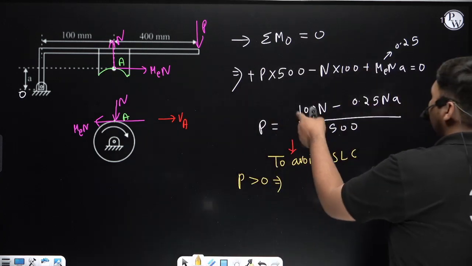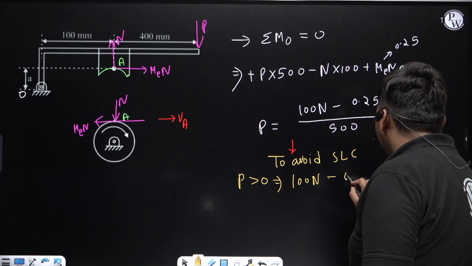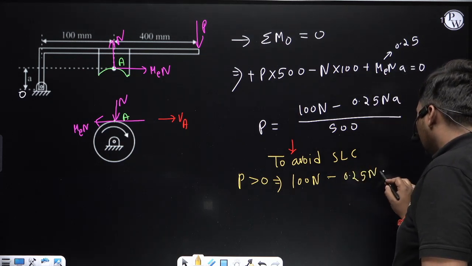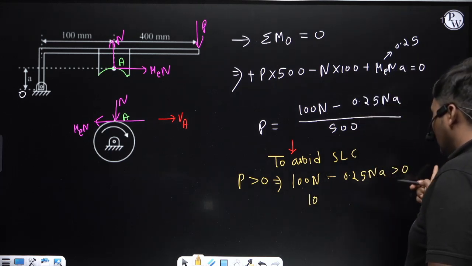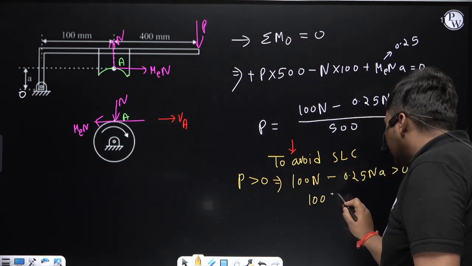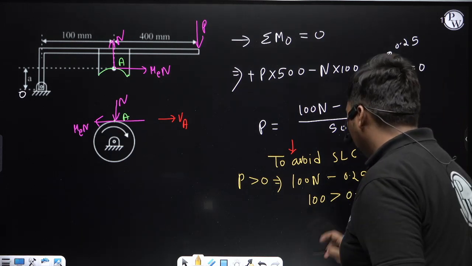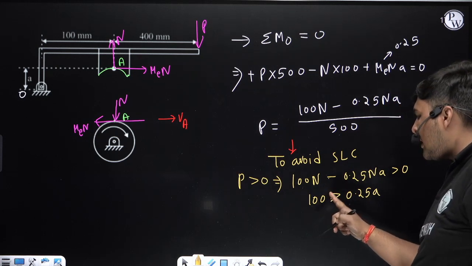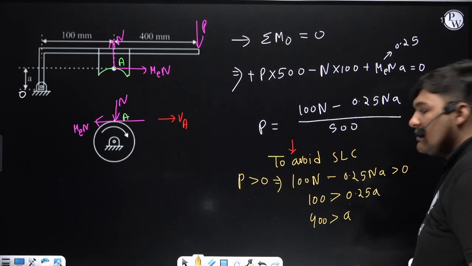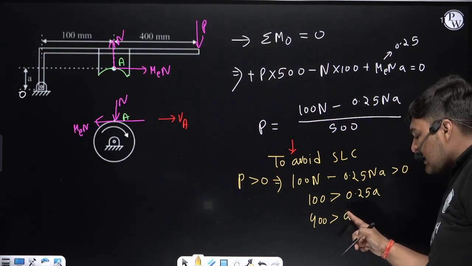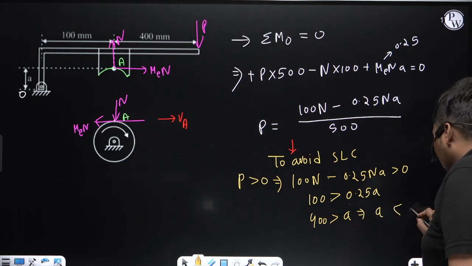For that, this top part should be greater than 0. That is, 100 N minus 0.25 N a must be greater than 0. So N will be common and will go to this side. So 100 should be greater than 0.25 A. If you divide 100 by 0.25, it will come to 400. So 400 should be greater than A. On the A side, the less than sign is coming, so A must be less than 400.